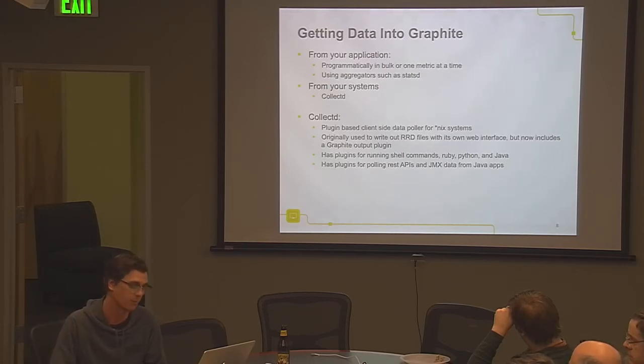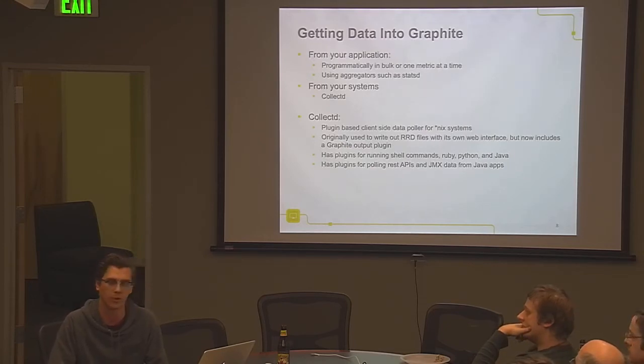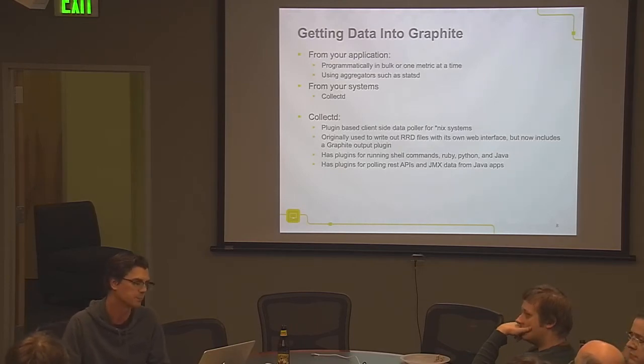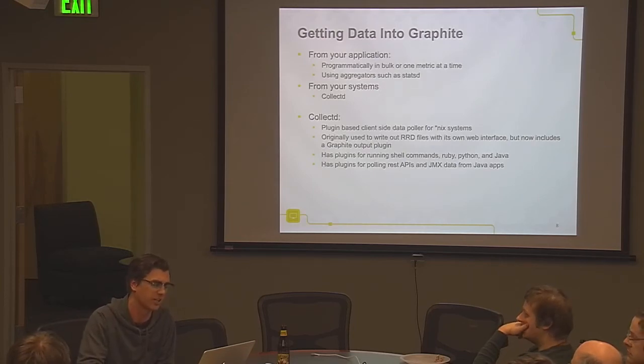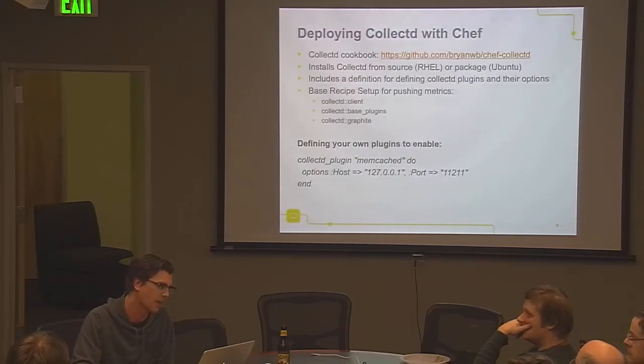But it has some really cool plugins, and it basically can grab data on your system about anything. You can also run arbitrary code in Ruby, Python, and Java, and it lets you deal with various polling APIs. You can get SNMP data, you can get JMX data, you can look up JSON data, whatever you want to get. So I think that's the best way to get system-level data into Graphite.